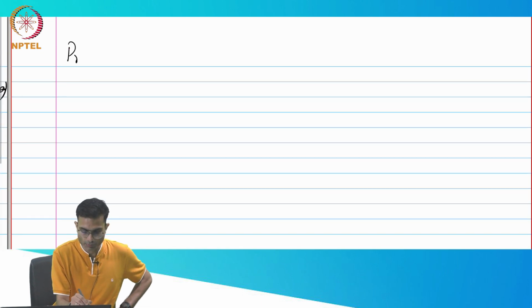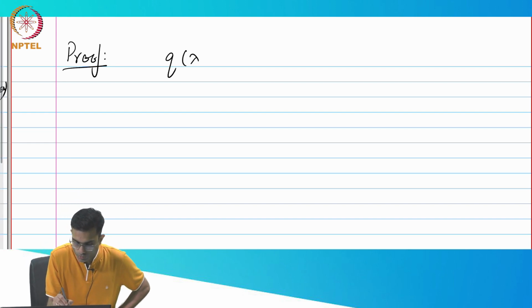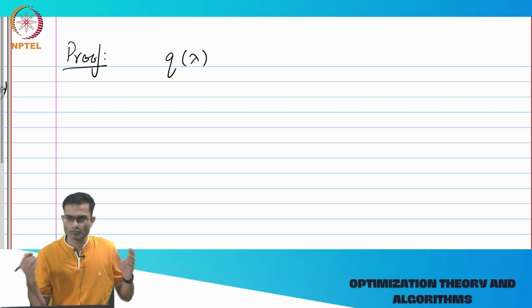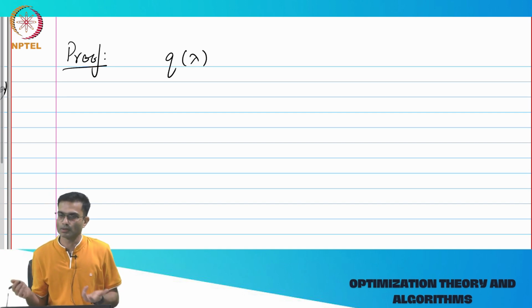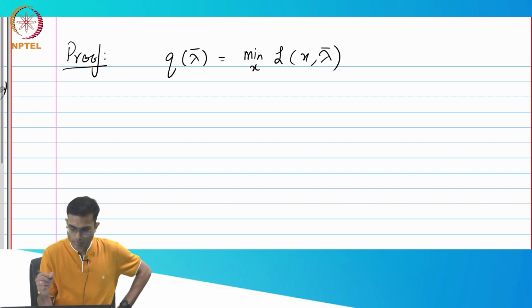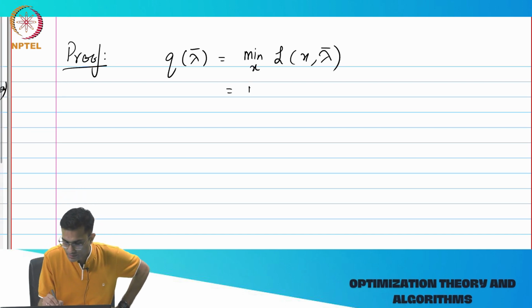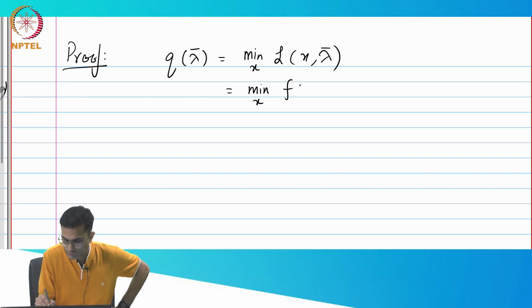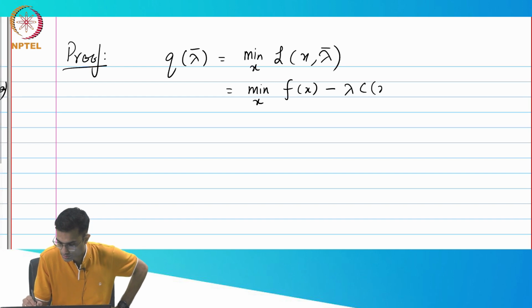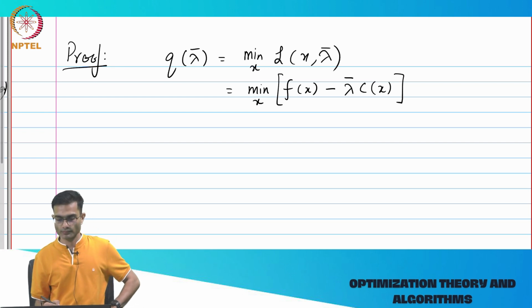Okay, so let's look at the proof of this. We go to the definitions of the Lagrangian dual, the Lagrangian and so on. The definition was minimization over x of the Lagrangian gives me my Lagrangian dual function. If I just substitute the definition, this is the definition of the Lagrangian function.